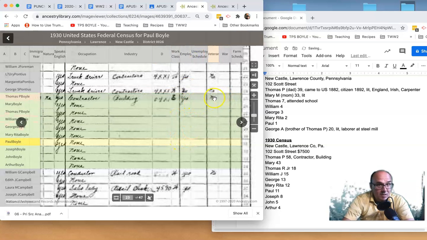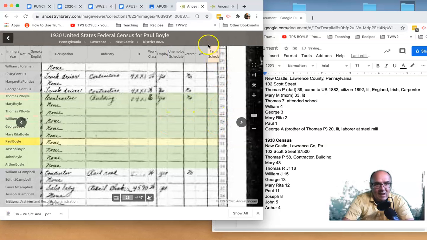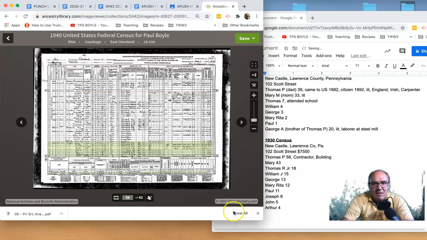We know none of these folks are veterans. And that's all we're getting out of the 1930 census. So, that's kind of enough. Now we're in the 1940 census.